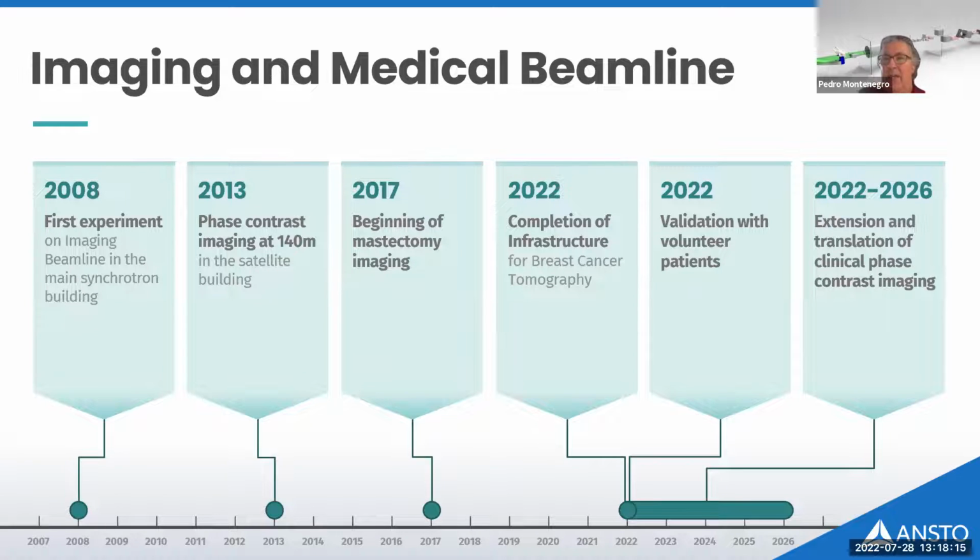2022, yeah, I haven't modified my slide, I missed that one, was the validation with volunteer patients. Unfortunately, this will be pushed into the first half of 2023, mostly because of the serious limitation we have had in the last 2 years. Not just COVID delaying various programs, but not enough resources available at the synchrotron because of the new Beamline program. So 2023, I should say, to 2026, well, actually 22-26 is correct, is the extension and translation of clinical phase contrast imaging with our new impact grant.